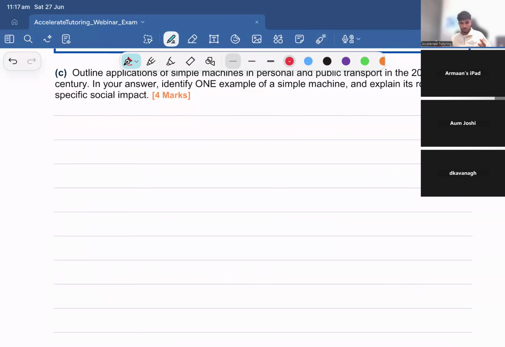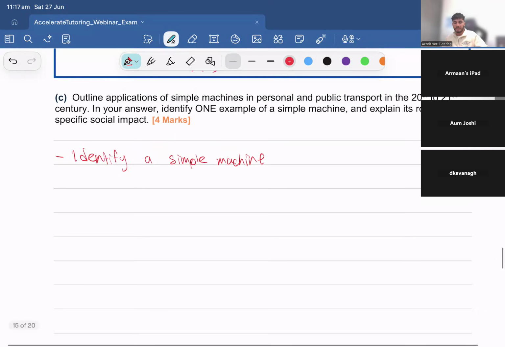So to get the full 4 marks, the first thing is identify a simple machine. Now, there are so many you can pick from, an endless amount. You can say a lever, pulley, screw, gear, inclined plane, wheel, axle, so many, a hydraulic system. Pick any, it does not matter, as long as you can firstly identify a specific simple machine.